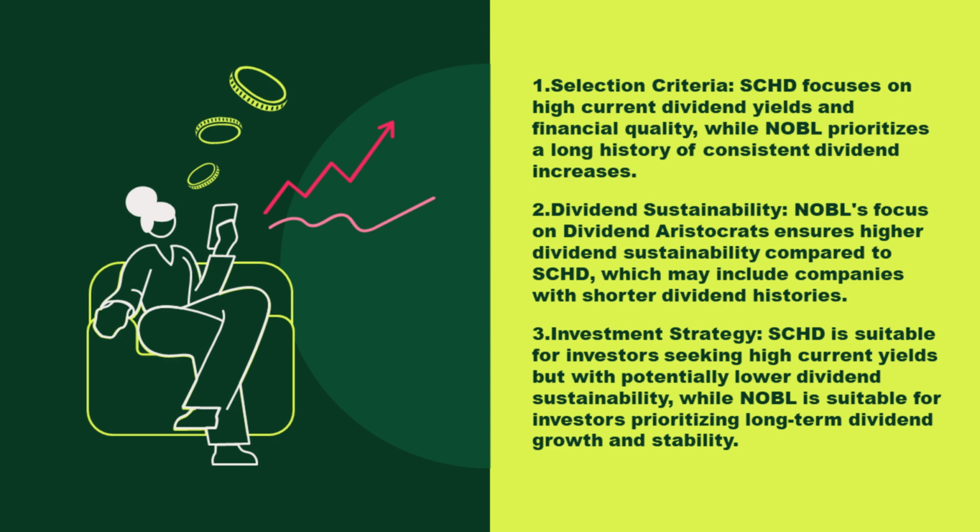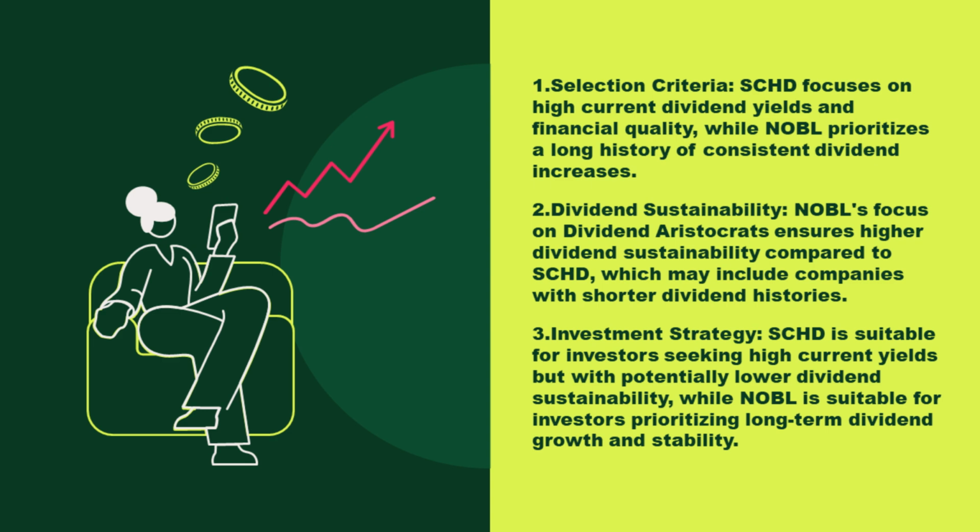NOBL's dividend quality and sustainability. NOBL, on the other hand, tracks the S&P 500 Dividend Aristocrats Index, which includes companies that have increased their dividends for at least 25 consecutive years. This long-term commitment to increasing dividends reflects a high level of dividend sustainability and reliability. The dividend aristocrats are typically large, established companies with strong financial positions and a proven track record of maintaining and growing their dividends despite various economic conditions.